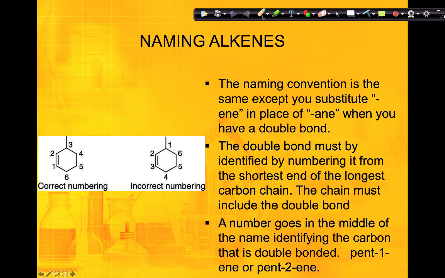All right, so now to indicate that, this is the traditional way, you're going to indicate the number of where the bond is with a dash in front of the ene. This is the more traditional way. You can have people who write it as 2-pentene, but then it becomes a little bit more tricky when you've got more than one functional group.